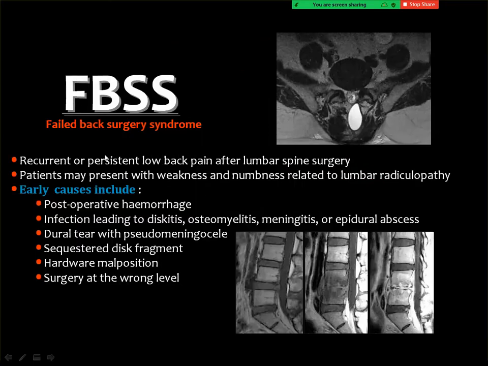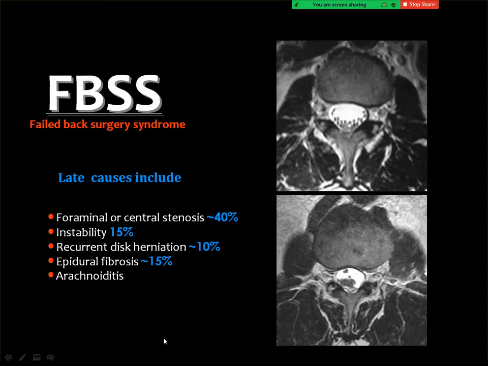And here are the causes. Number one, postoperative hemorrhage or infection or dural tear with formation of pseudomeningocele, sequestrated disc fragment, or hardware, the nails or the blades and the screws are malpositioned, and the surgery at a wrong level. This is also one of the possibilities that you operate at a wrong level. The disc is at L5S1, then you operate at L45, for example.